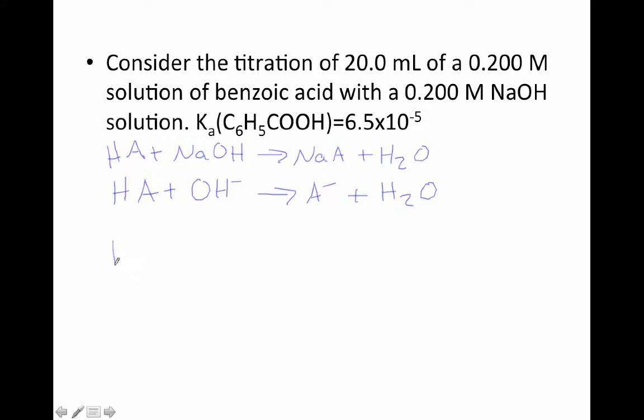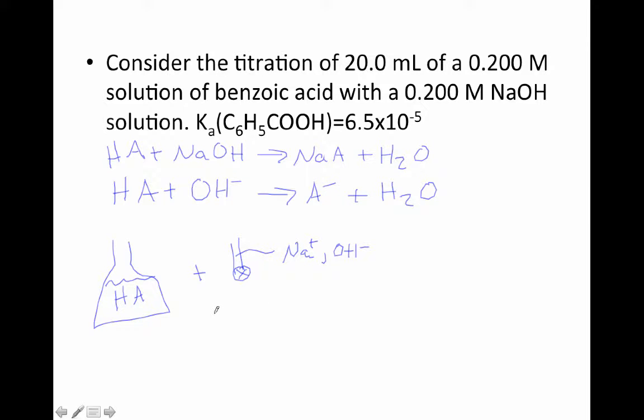So this means that in the Erlenmeyer flask, we have a solution of benzoic acid, which is primarily HA molecules with a few hydronium ions and benzoate ions. And then in the burette, we have a solution of sodium hydroxide, which is composed of sodium cations and hydroxide anions. Sodium cations are going to be spectators throughout.